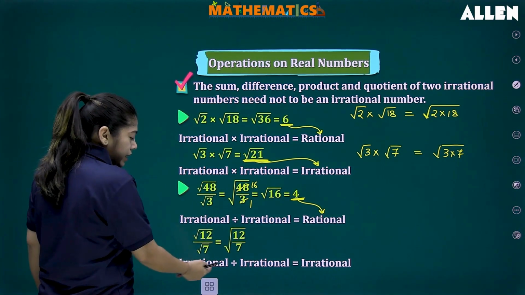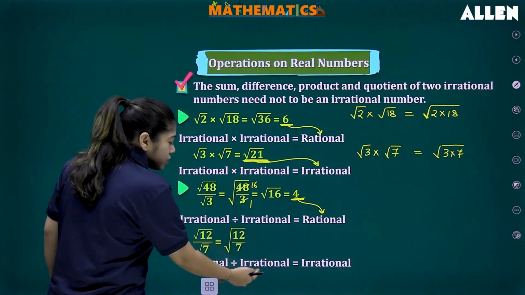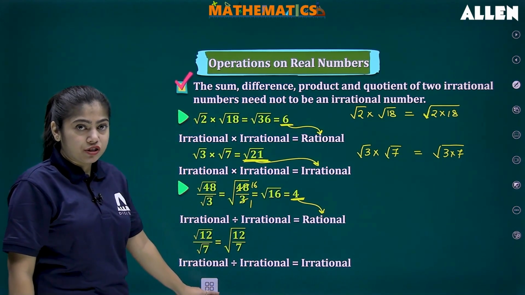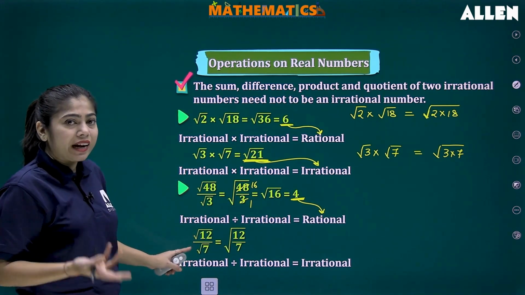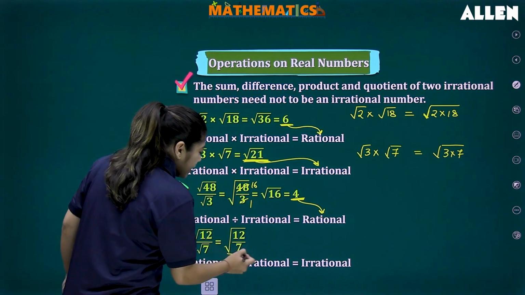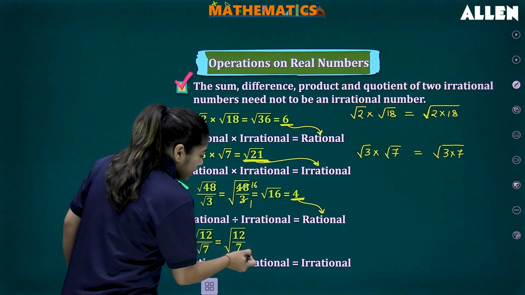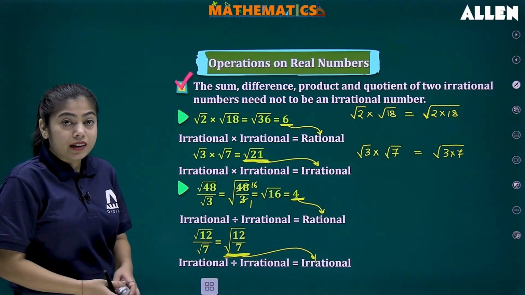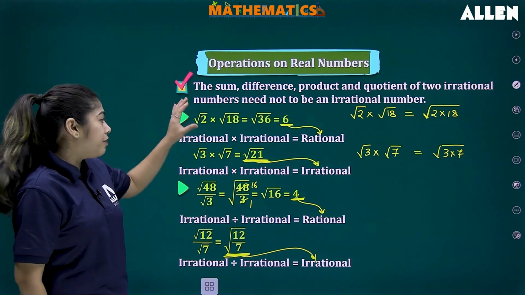This numerator is an irrational number. The denominator is also an irrational number. So, when an irrational number is getting divided by an irrational number, in this case, what kind of number are we getting? We are getting an irrational number. This number is irrational, right?